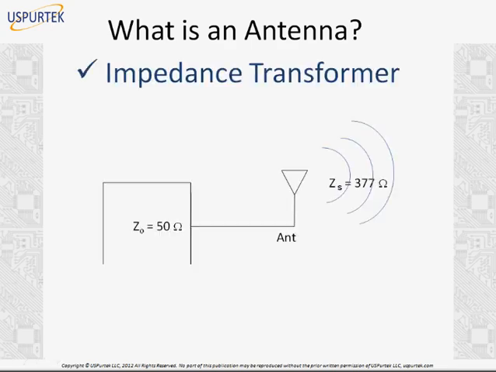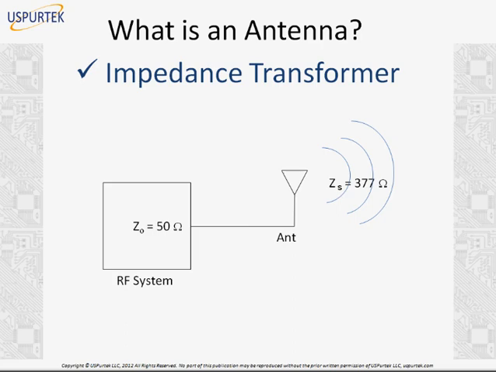Let's move to the next property of antennas. Now, as an engineer, I would like to look at it as an impedance transformer. What is impedance? Impedance is typically the ratio of the voltage to current at a specific point on the antenna. A typical RF equipment or system that you come across in the industry will have a typical impedance of 50 ohms.